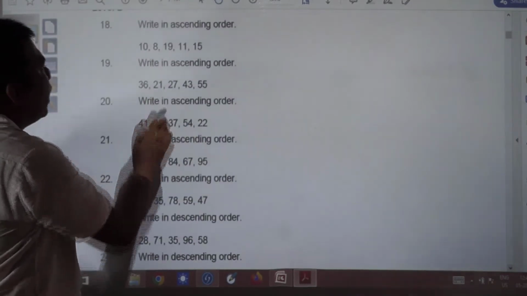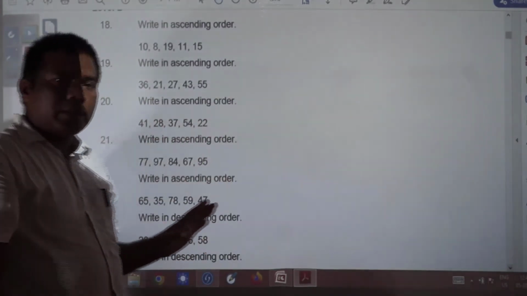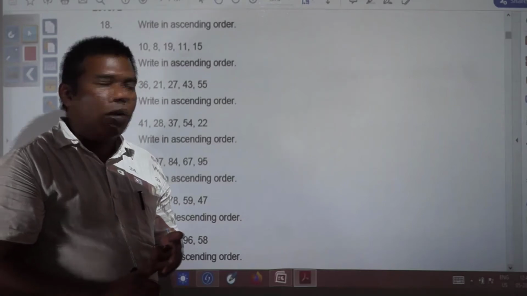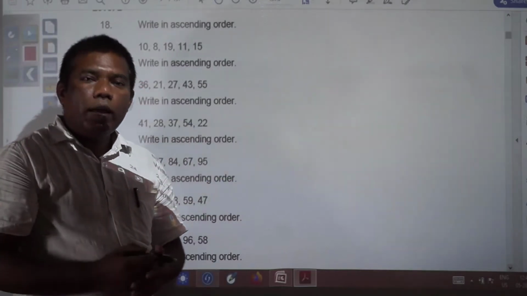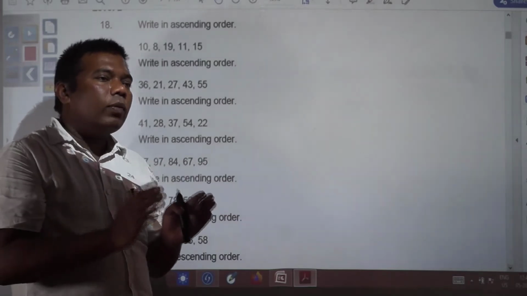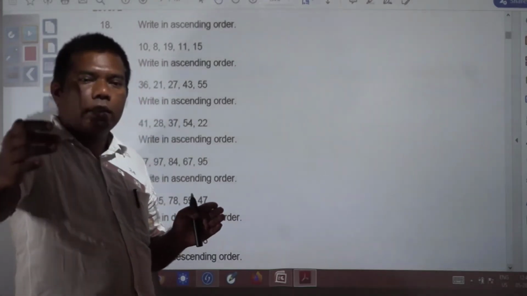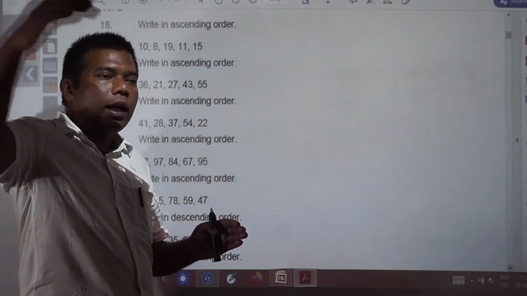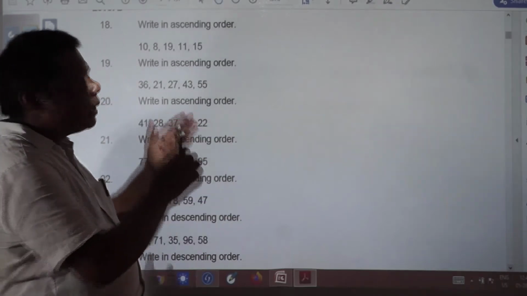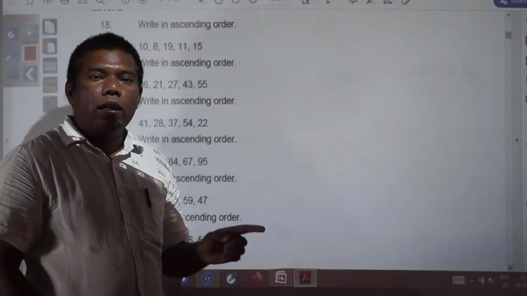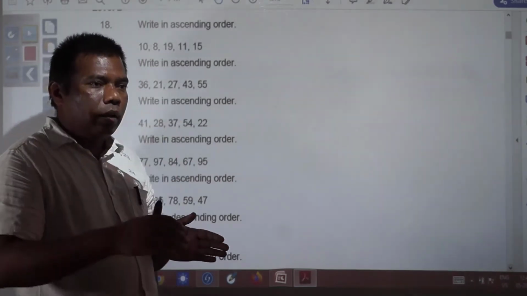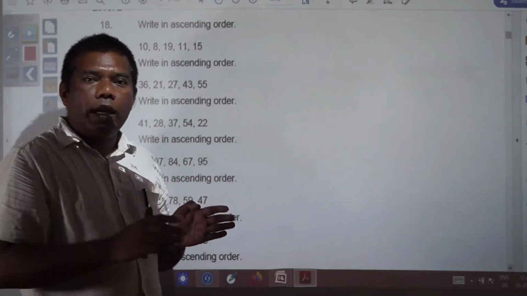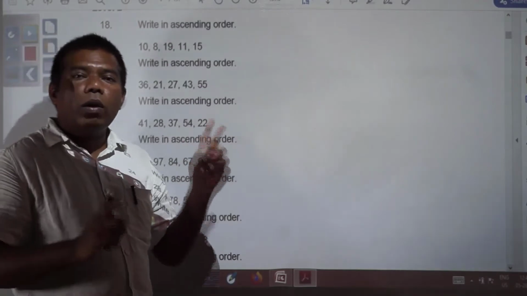And next again, ascending and descending orders. So already in your previous classes you have done ascending order and descending order. So ascending order is what? If you are writing numbers, start with smallest to the biggest. When you are writing smallest number first, then bigger than that, then bigger than that, and lastly the biggest number. So in this way if you are writing, that is called ascending order. This is also called increasing order, because numbers are increasing. So smallest to biggest when we write, that is called ascending order or increasing order.